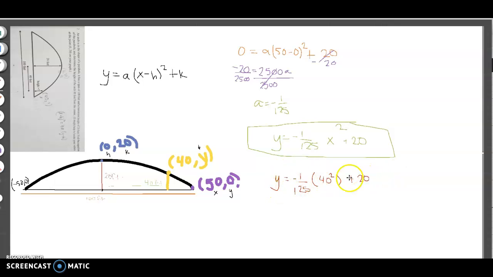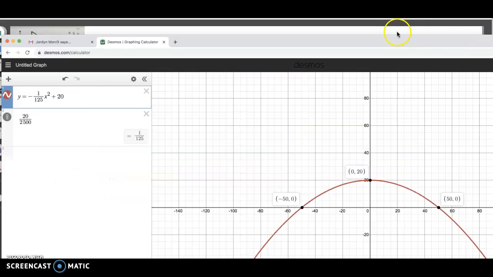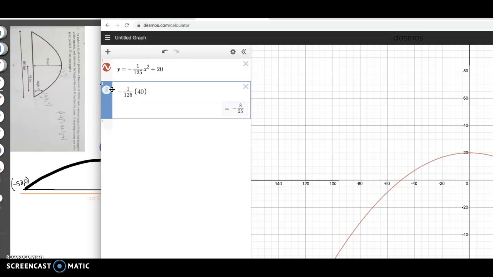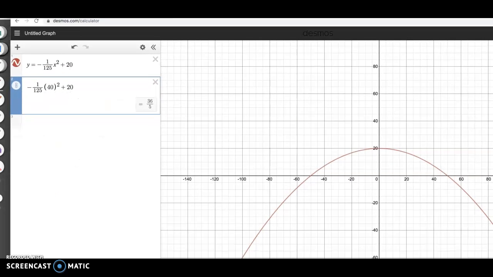So again, we'll just put this on Desmos really quick. It looks like it was negative 1 over 125, and then we multiply that by 40 squared, and then we add 20 to that. And it looks like we get 36/5. If we change that to decimal, that will be 7 1/5, or 36/5, which is 7.2, which is what we found on our graph. So that makes sense, right? That would be the right answer.